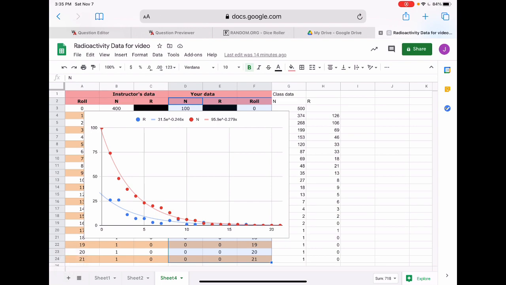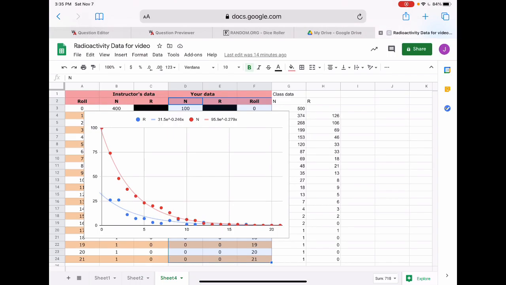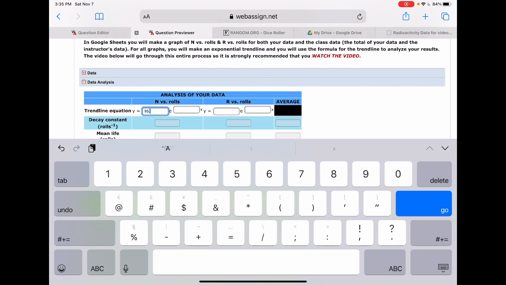Let's go back to the lab. Here under data analysis, you can see there are two tables, the blue one and the green one. The blue one is analysis of your data, and the first row says trendline equation. So going back to the Google Sheet to get the trendline equation for n versus rolls, I need the first number, which is 95.9. Okay, so in here, 95.9.